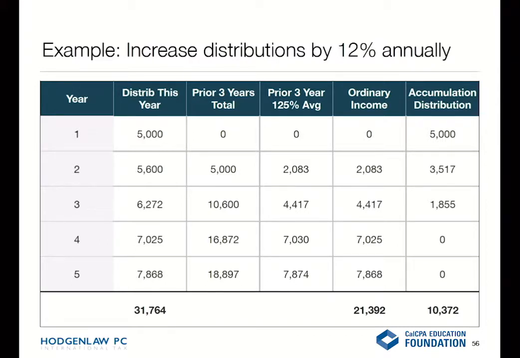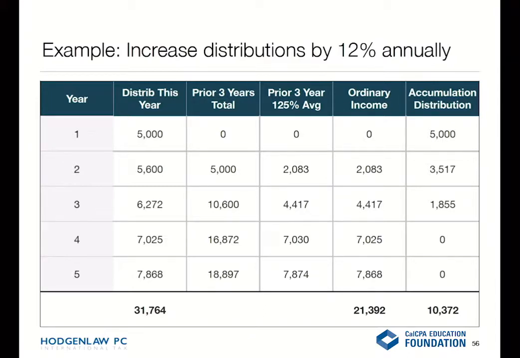Following year, increase it by 12% or $600. And this time the math works out so that the accumulation distribution is only $3,500. Next year, increase it again. So we're in year 3. That increases your prior 3 years total, and that increases the average. So when you subtract that average from the distribution for the year, you get an even lower number for your accumulation distribution. Now we're at $1,855. By year 4, when we do this math, we've got an accumulation distribution of 0.